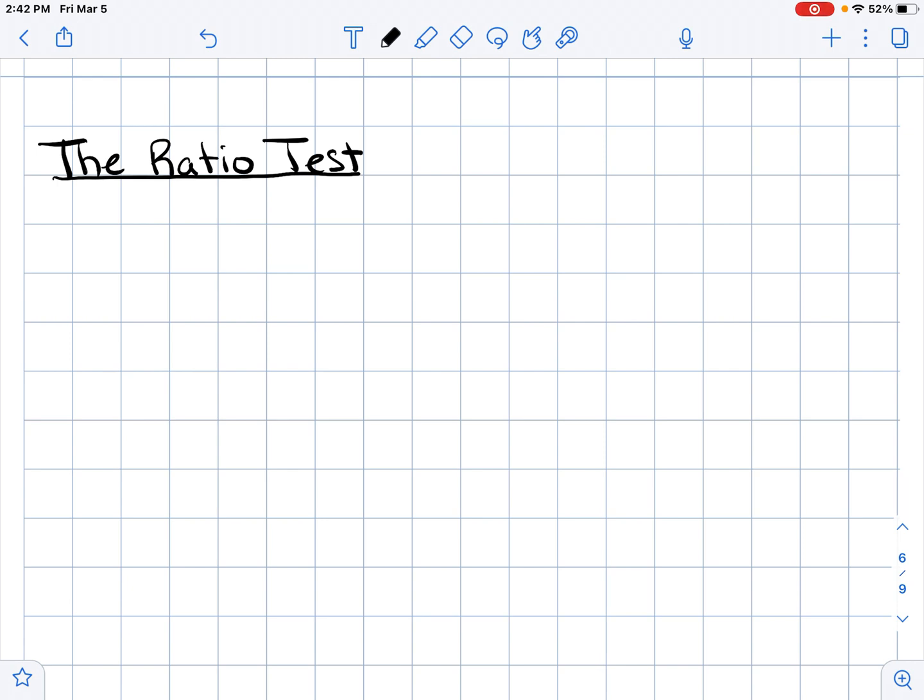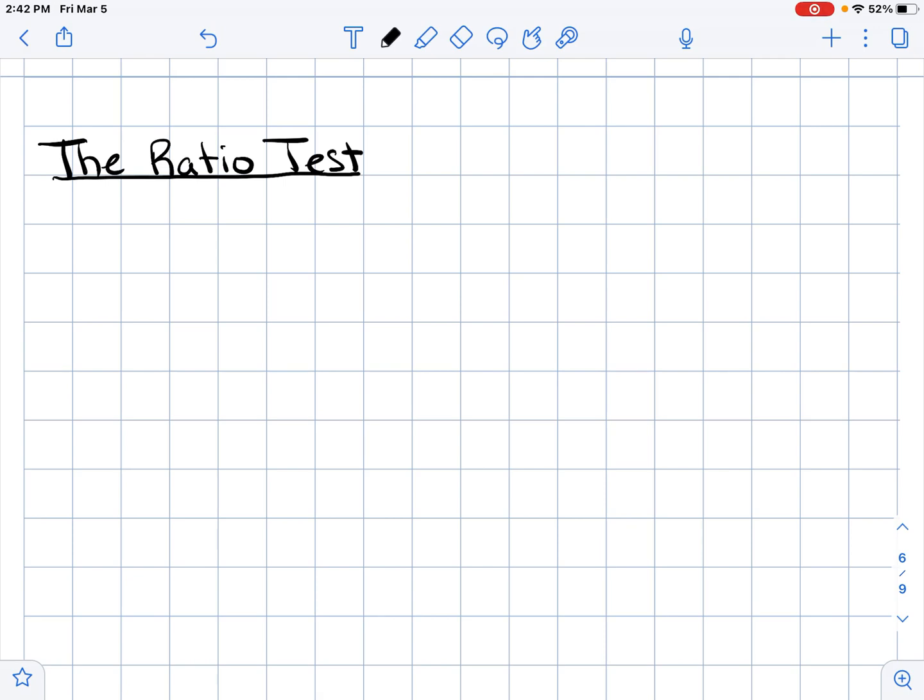We're going to test every power series as though it were a geometric series. And if the power series behaves geometrically, then we can find the interval of convergence. Let me tell you what I mean.